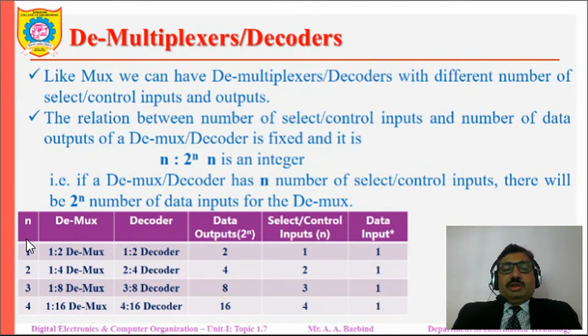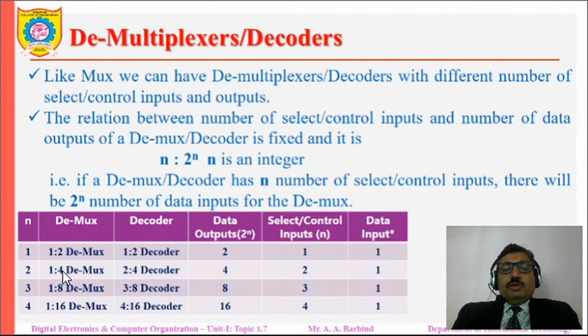So in this table, the first column n takes the values 1, 2, 3, 4. With value of n equal to 1, the demultiplexer is 1 to 2 demultiplexer, or it can also be used as 1 to 2 decoder. So it will have two data outputs, one select input and one data input, but in case of decoder it will be enable input.